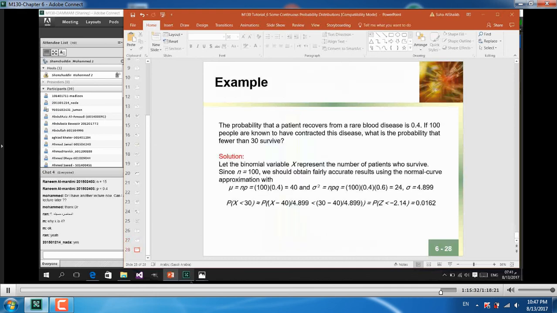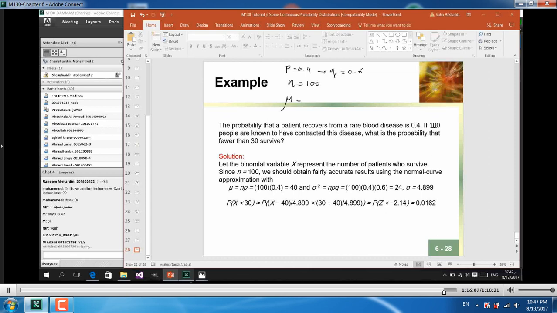Now the last example is something we did before. We did this example when we talked about the binomial, but they are trying to show you now that you can do this using the approximation of the normal distribution. The probability that a patient recovers from a rare blood disease is 0.4. So P is 0.4, so my Q is 0.6. If 100 people are known to have contracted this disease, so the number N is 100.